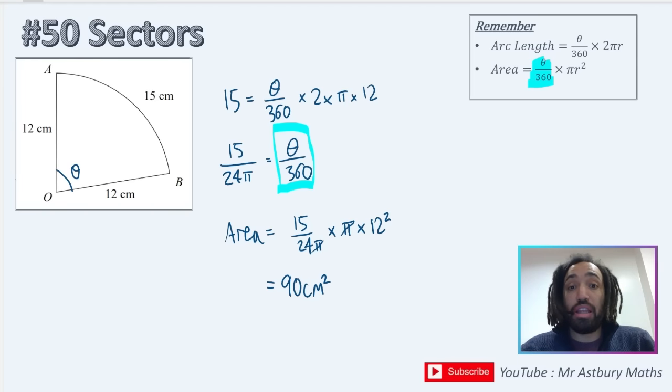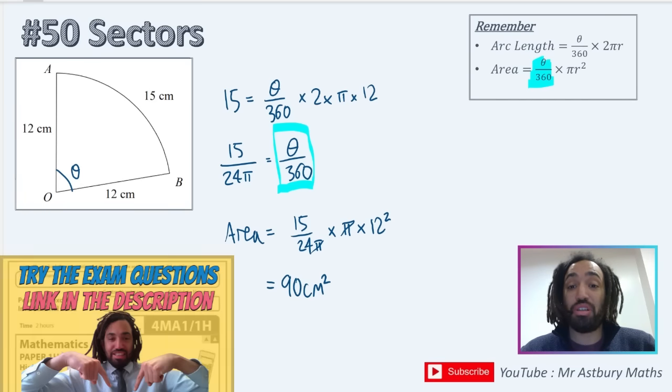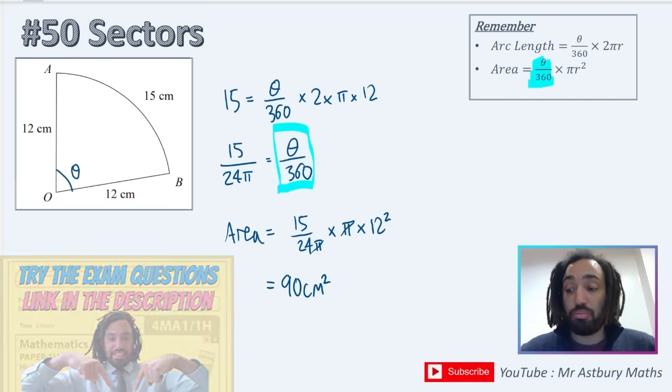Okay, notice the way that I didn't actually solve for theta. Instead, I solved for theta over 360. Just saves time and also means you're less likely to make mistakes. Okay, exam questions above. Let's move on.